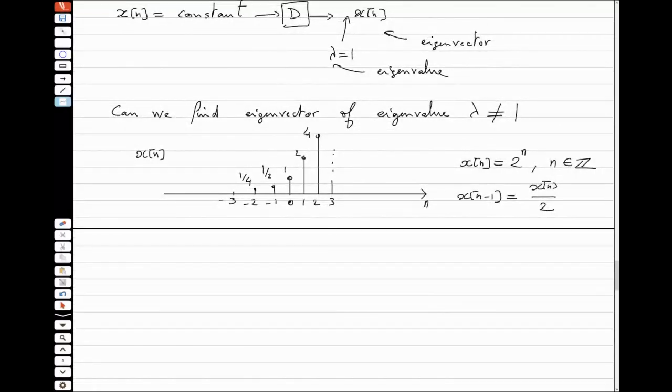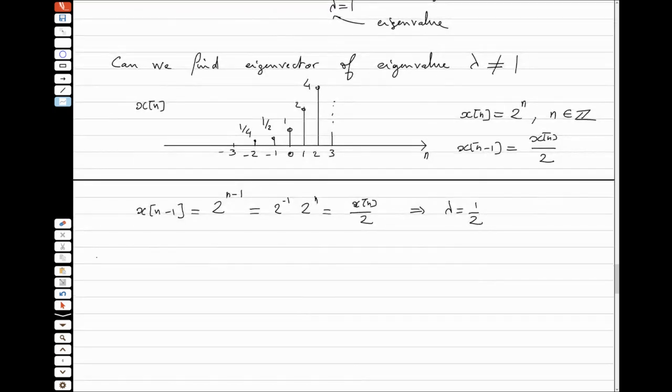You see that graphically, right? Because this sequence is such that the predecessor to every sample is half of it. So if you shift to the right side, yes, I agree with you, it works. You see it graphically, but you can see it mathematically. x of n minus 1 is 2 to the n minus 1, which is 2 to the minus 1 times 2 to the n, right? Which is x of n divided by 2. So lambda is 1/2.